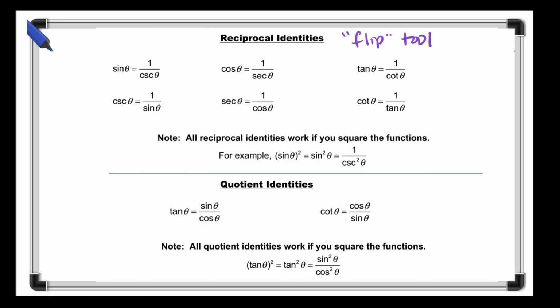You also have quotient identities. You think about these as your substitute tool, right? So how can I take these identities and replace them with some other identities? Now, these also will work if you square the function. So let's look at some simplifying expressions in the next couple problems.